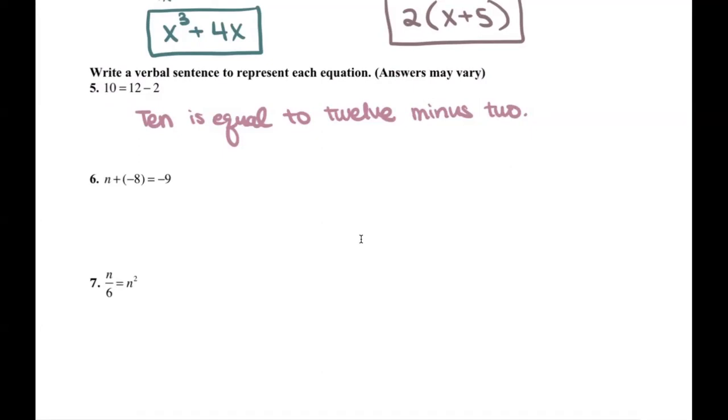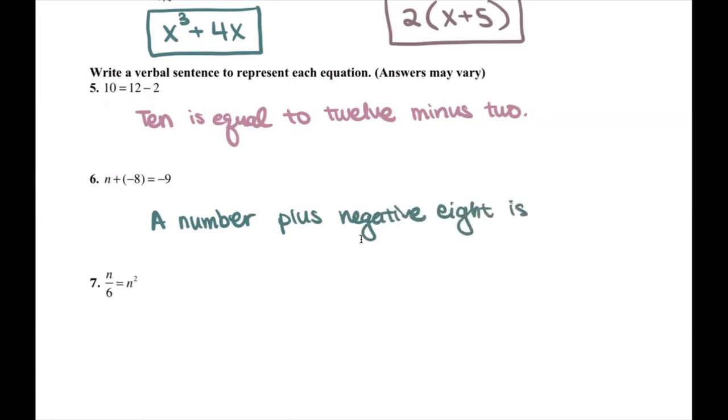Number 6, I have a number because that's a variable. So I'm going to keep it general. So a number plus -8 is equal to -9. That would be my answer for that one.